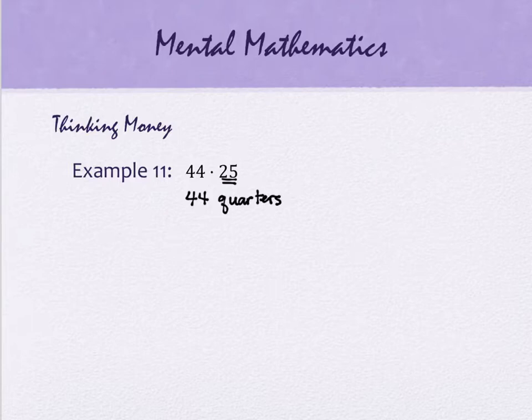But again, kind of like nickels, quarters aren't especially friendly. I don't really want to multiply by 25. So what could I do instead? Say that really loud, Valerie. You can turn it into a dollar.